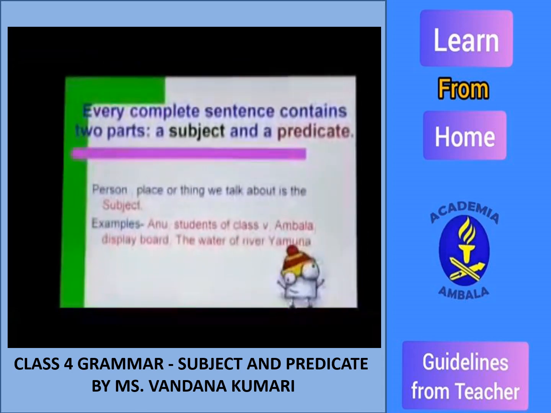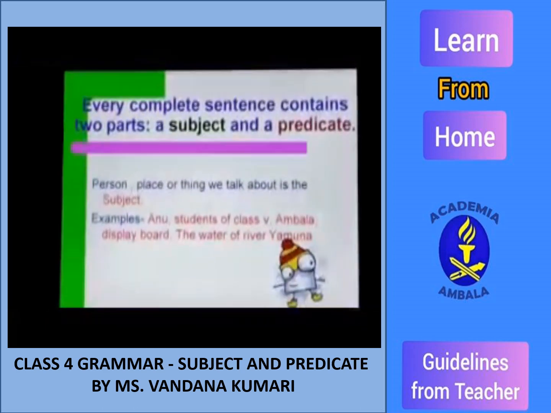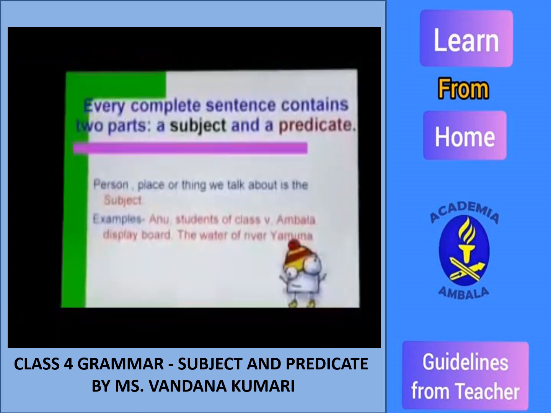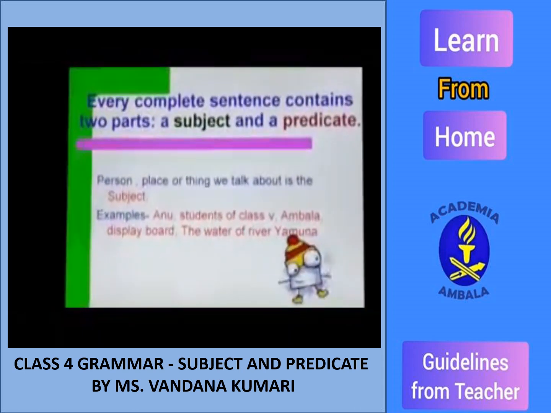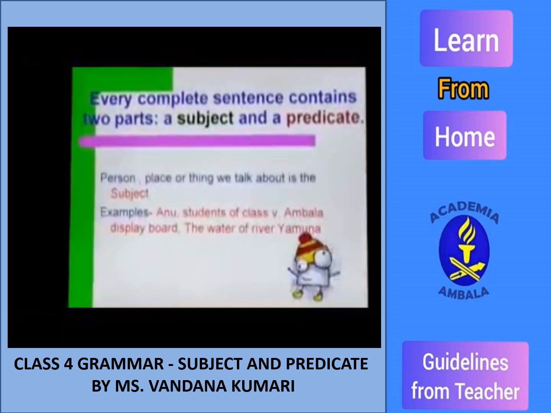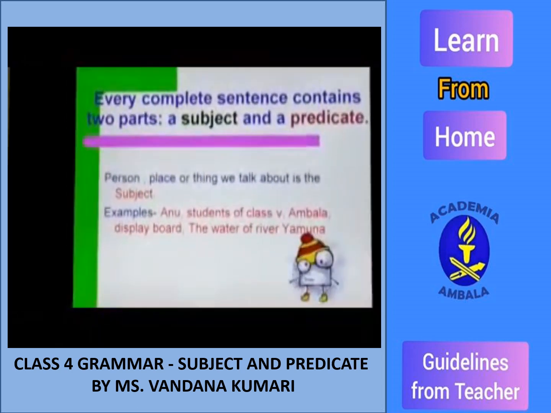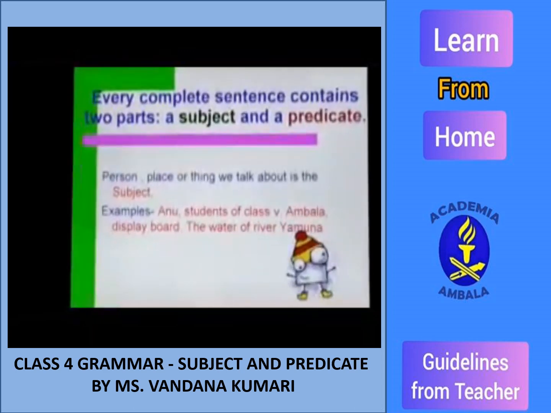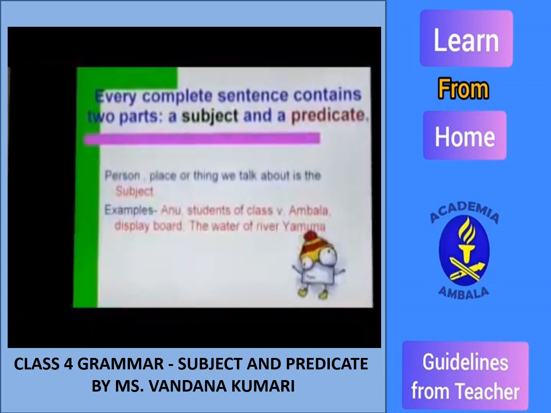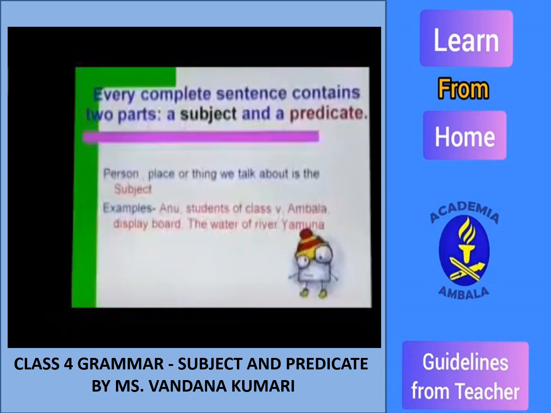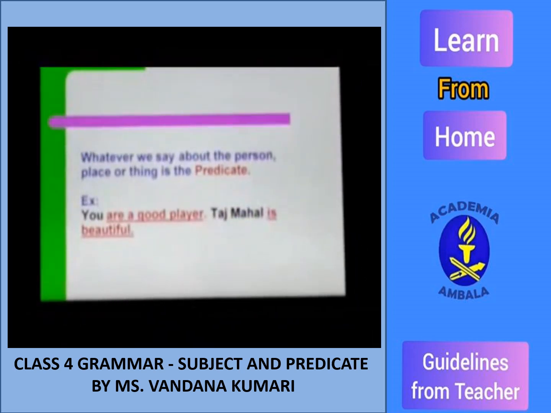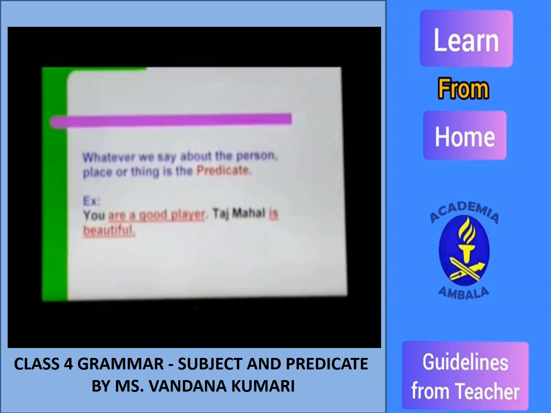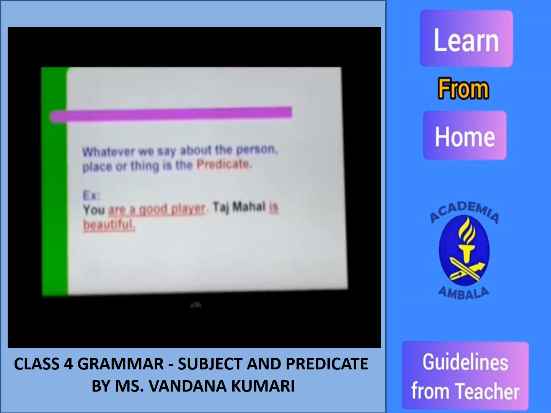If I'm talking about Anu, if I'm talking about the students of class 4th or 5th, if I'm talking about you, if I'm talking about he, if I'm talking about Ambala, if I'm talking about the railway station, if I'm talking about your class display board, if I'm talking about the water of river Yamuna, these are all the subjects I'm talking about. Whatever I'm talking about is the subject. Whatever we say about the person, place, or thing is the predicate.